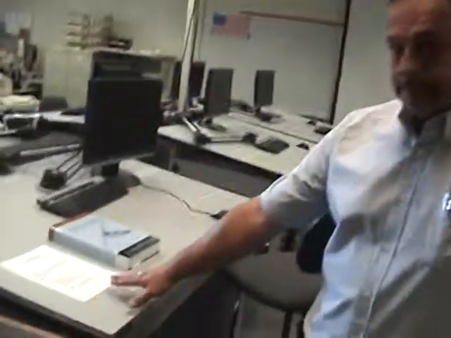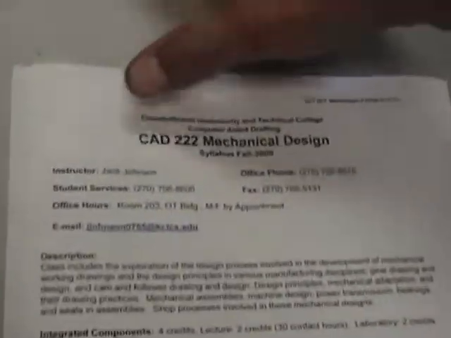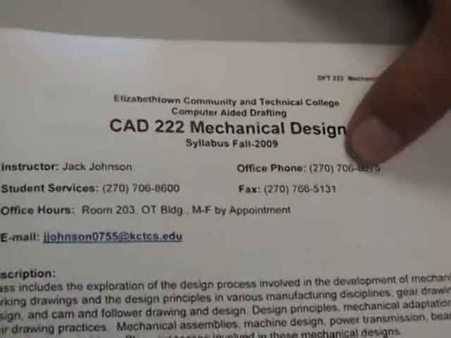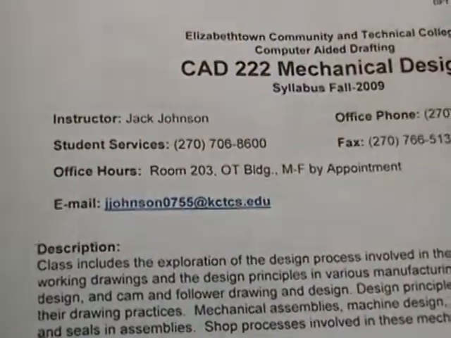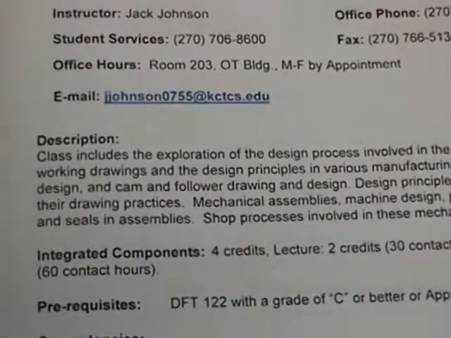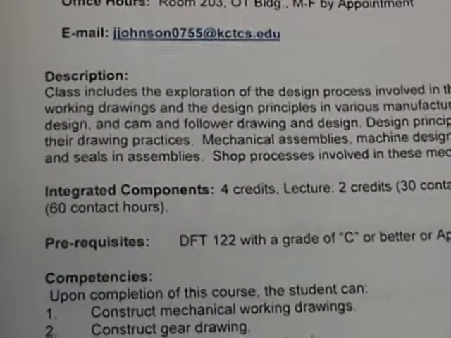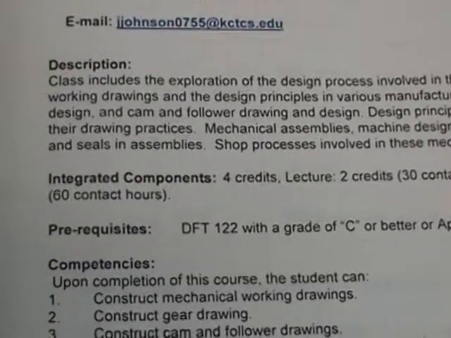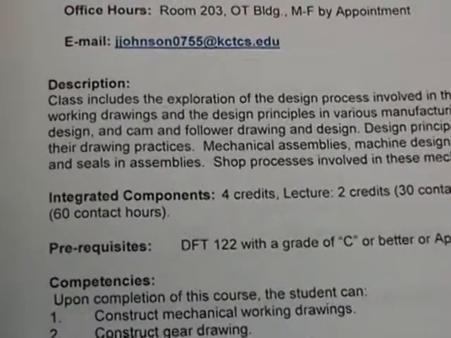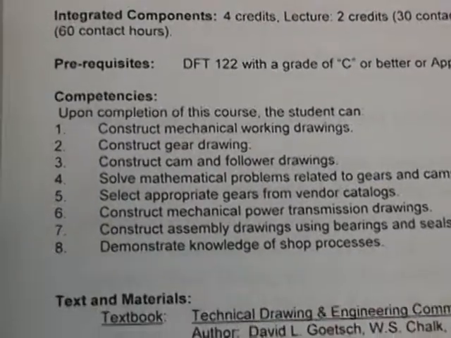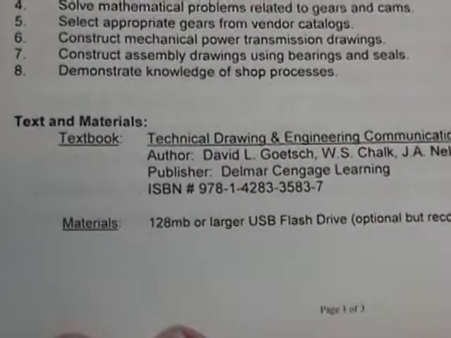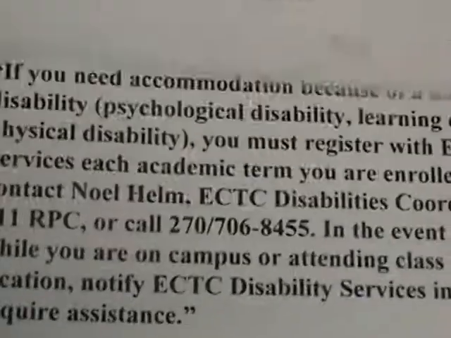First of all, let's look at our syllabus really quick right here. As you can tell, our syllabus has my name. This is my contact number. This is my email address. Description of the class. It's a 4 credit hour class, 3 for lecture and 1 for the lab. Here is the book that we're going to use. It's a technical drawing and engineering communications book. We'll get more into that in a minute.